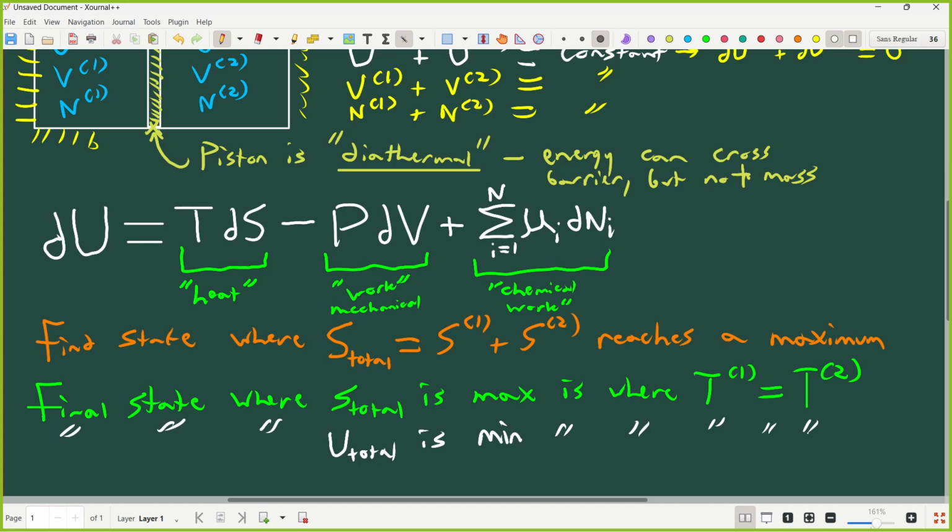All right, what I really want to say is that temperature equality is a very important thing. And having two systems equilibrate in temperature means that you've reached some sort of thermodynamic equilibrium. And this will introduce us to the next concept.